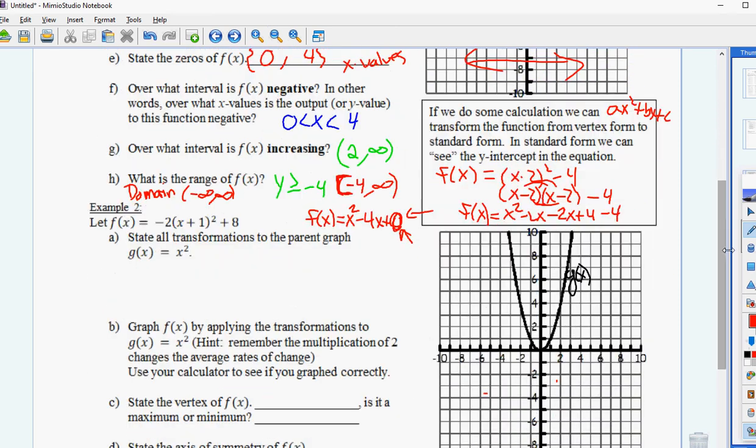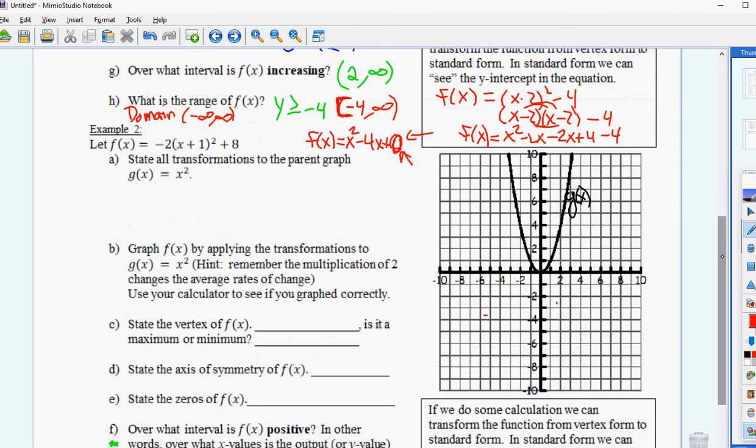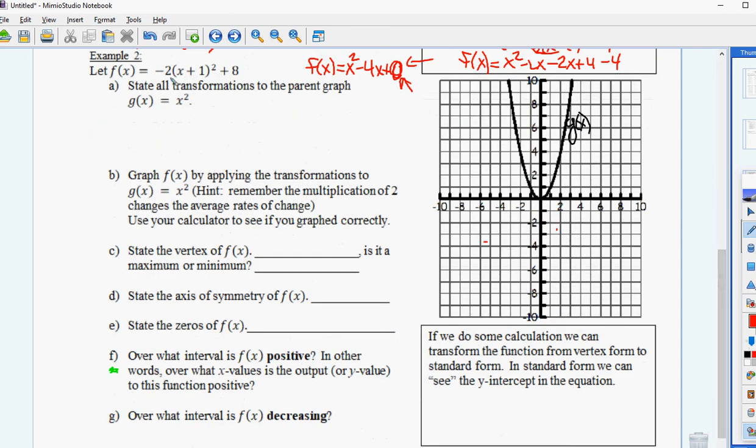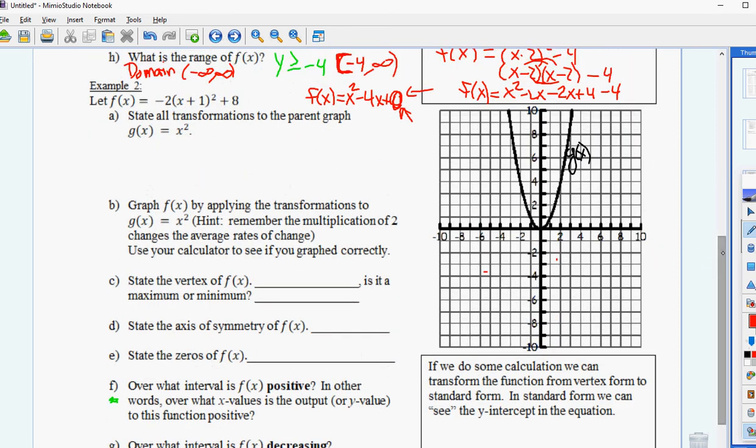If we were to talk about example 2, I could see that it opens downward, it's more narrow, it shifts 1 unit to the left, and it shifts up 8. Let's write that down. Opens down, more narrow than the parent graph, right? They're telling us to compare to the parent graph.